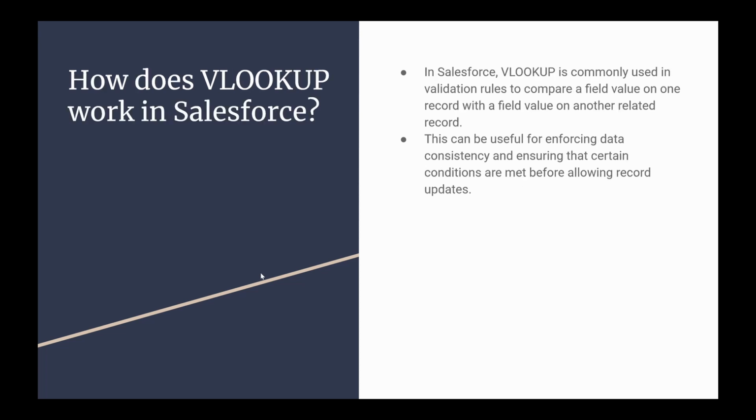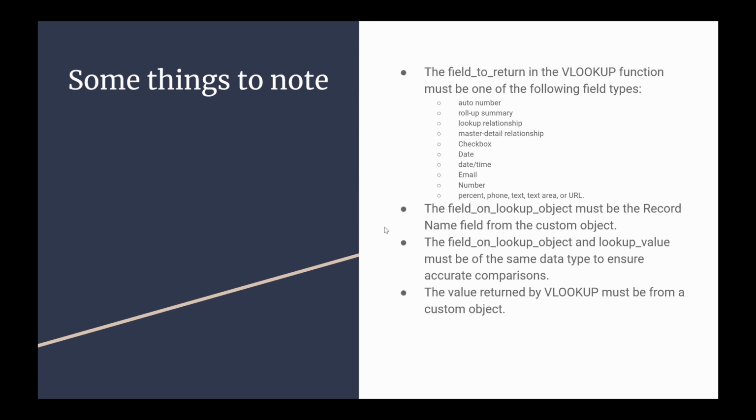How does VLOOKUP work in Salesforce? VLOOKUP is commonly used in validation rules, as mentioned previously, to compare field values on one record with a field value on another related record. This could be useful in enforcing data consistency and ensuring that certain conditions are met before the record is updated. Some things to note: when you implement the VLOOKUP function, make sure that you have a custom object with values that you would like it to search.